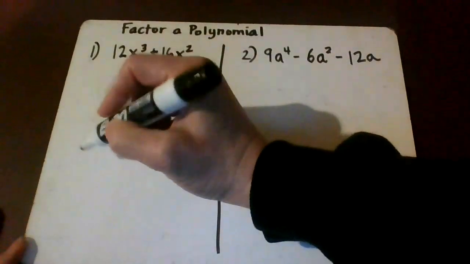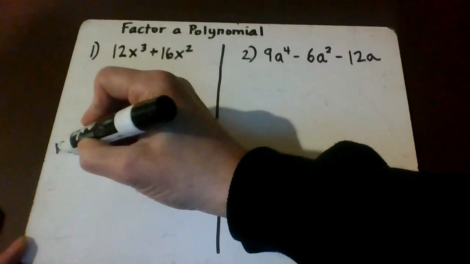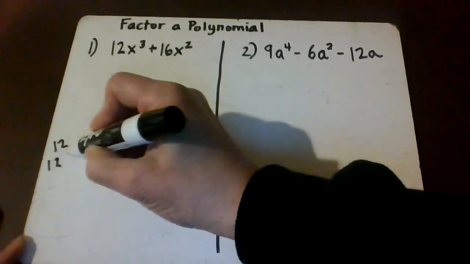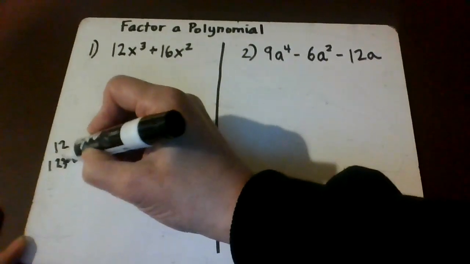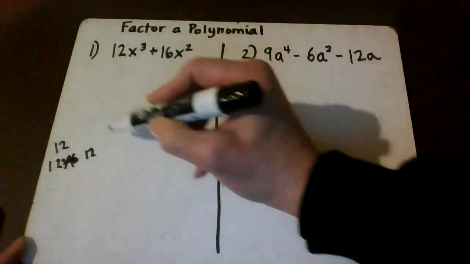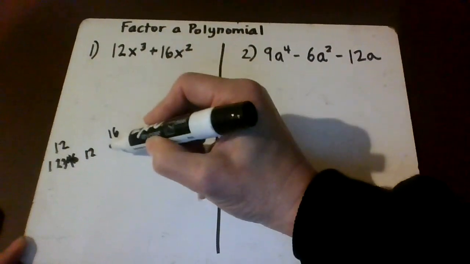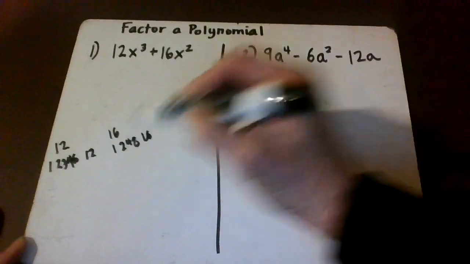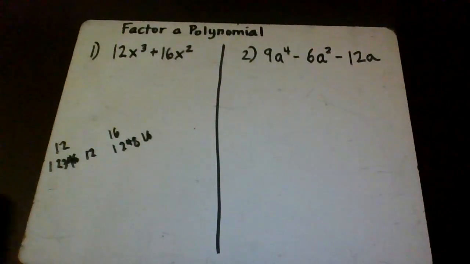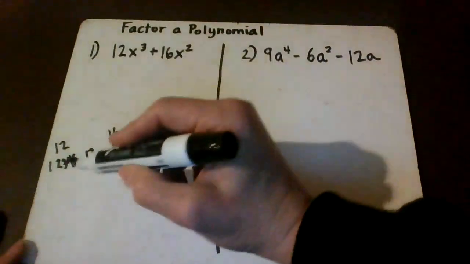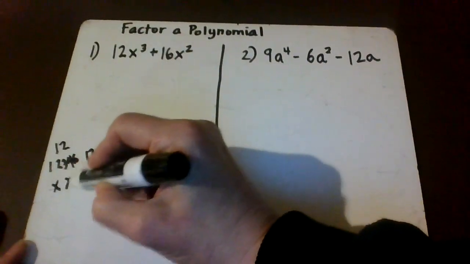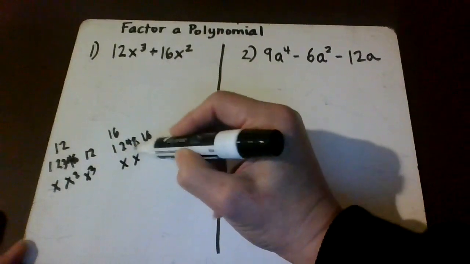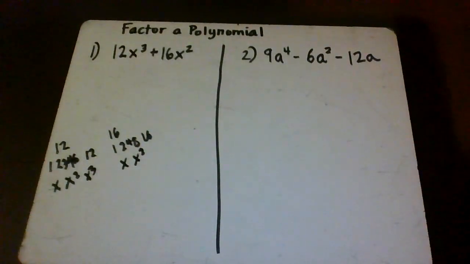So greatest common factor. Of 12, I know I can multiply 1 times 12, 2 times 6, 3 times 4. Of 16, I can multiply 1 times 16, 2 times 8, and 4 times 4. So I list it just once. For x to the third, I have x squared, x to the third, and for x squared, I have x and x squared. And we did all of this last time.